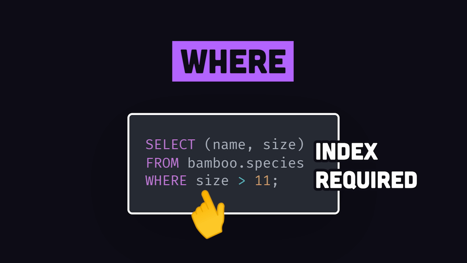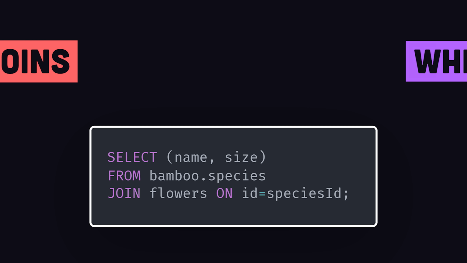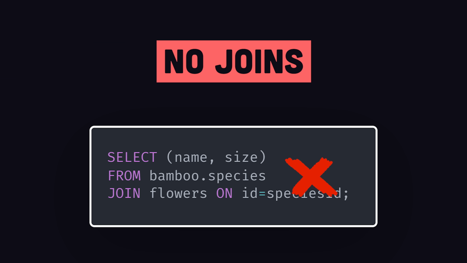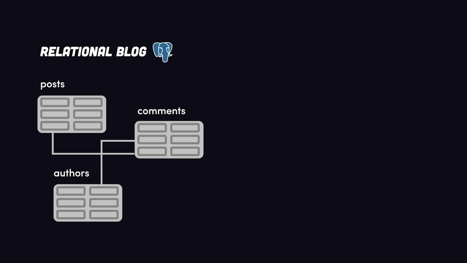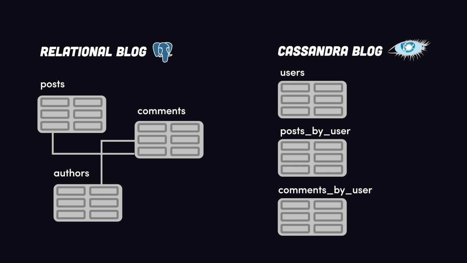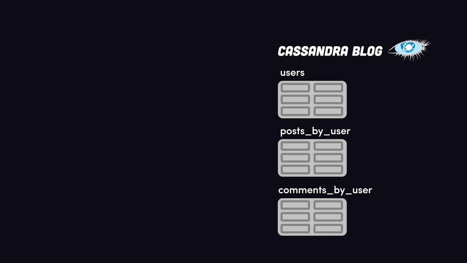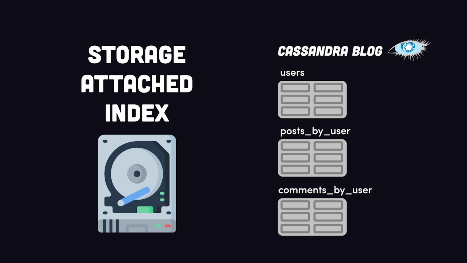On the surface, this may look a lot like a relational database, but it doesn't support joins, and that's by design. Instead of modeling data into small normalized tables, in Cassandra, it's denormalized to match the structure of known queries, making reads much faster at scale. And it's also possible to implement storage-attached indexing to handle complex relational queries.